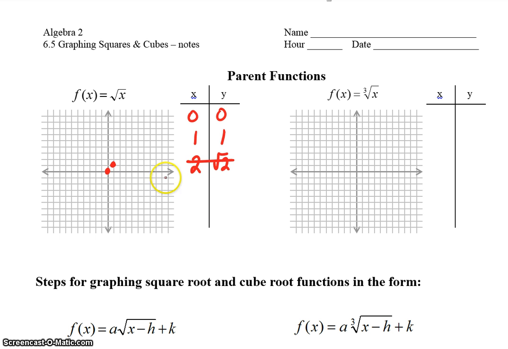What are we going to plug in next? You got it. We're going to plug in 4. So if we plug in 4 for x, then we get y equals the square root of 4, which is 2. So 1, 2, 3, 4, and go up 2.